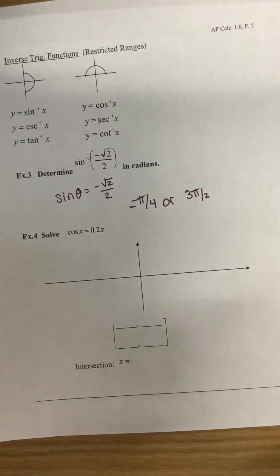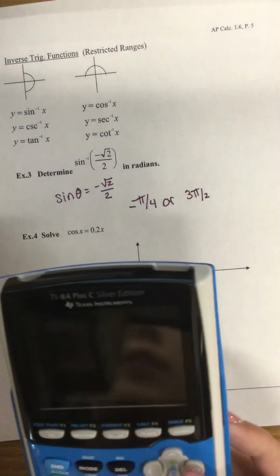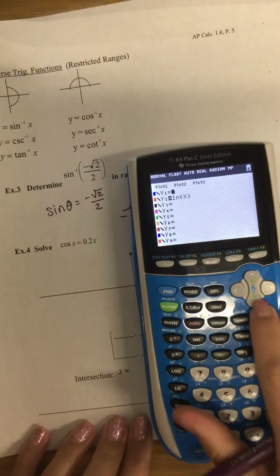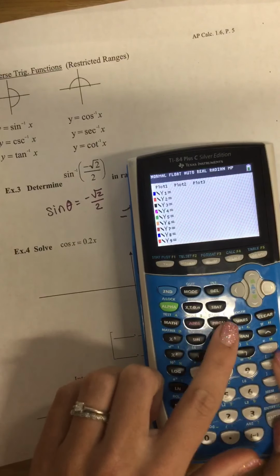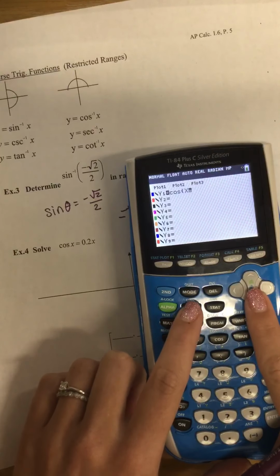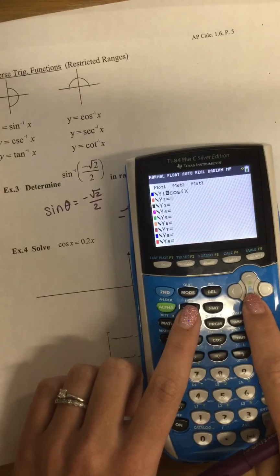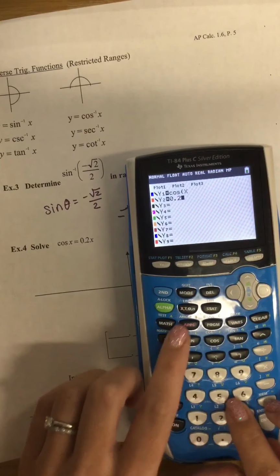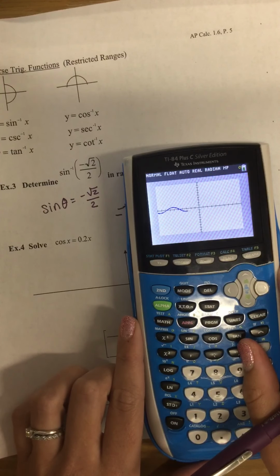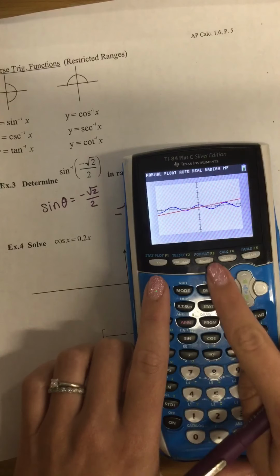Okay, last one. Solve this one. This one we're actually going to need our calculator for to be able to graph it. We are looking at cosine x. If we're ever trying to find a solution, we can always graph the intersect to see where they cross each other. So we have 0.2x. Let's see where they cross. Got our super awesome cosine function. Groovy. And then now we have our 0.2x line, and we can see where it intersects.